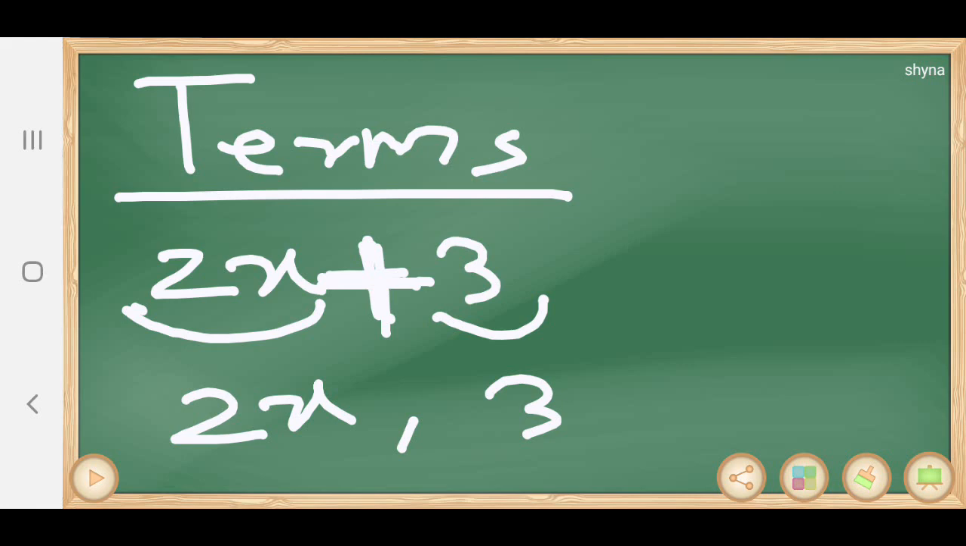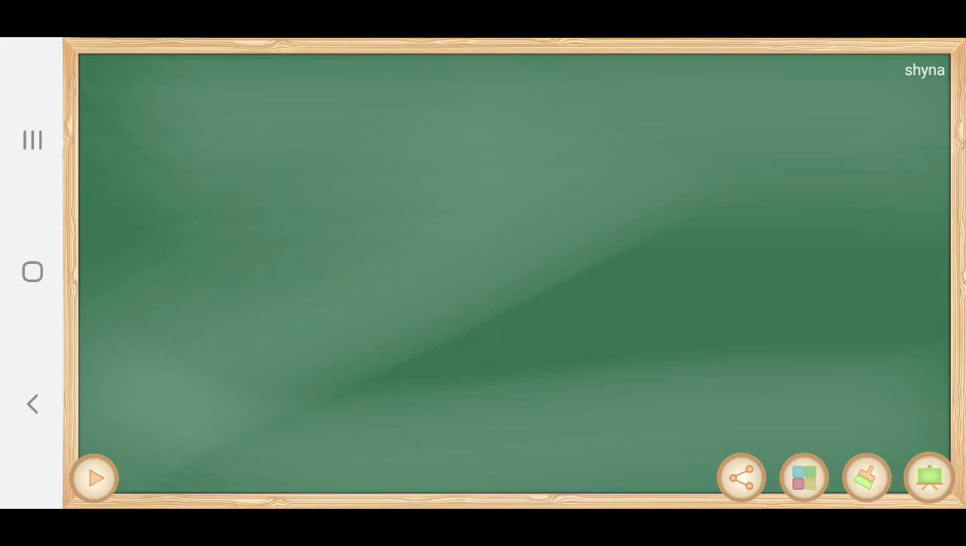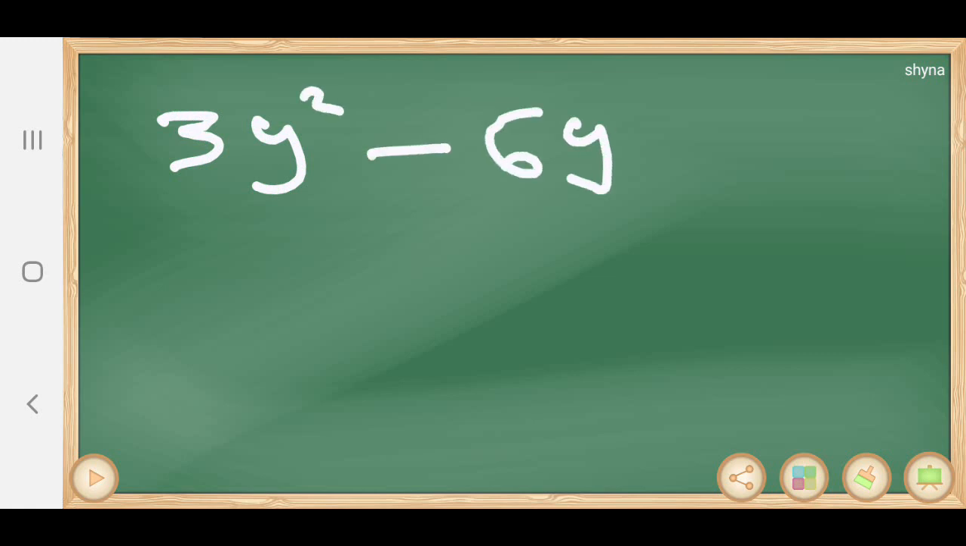Dear children, all of you write terms and write below that: terms of 2x plus 3 are 2x and 3. Then second, terms of 3y square minus 6y plus 2.